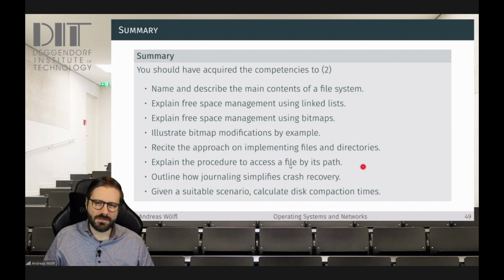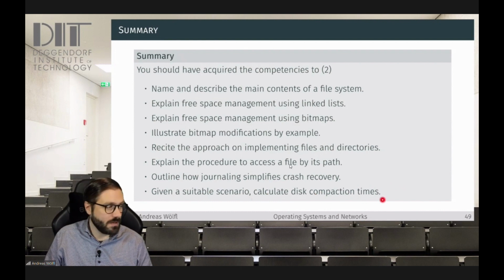Explain the procedure to access a file by its path. This was the small algorithm that I showed you a couple of minutes before. Then we talked about the file systems, and we cross out the last one, given a suitable scenario, calculate these compaction times.